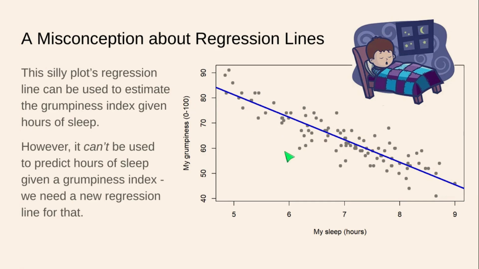What that means is we can predict from our regression line that given 7 hours of sleep, your grumpiness index is going to be somewhere around 65 or 66, okay? But if you want to say, okay, what amount of sleep would I need to have a grumpiness index of 70? I guess that would be like 6.5. That's not a good use of the regression line. It doesn't go both ways like that. Why is that? It seems like an odd quirk there.